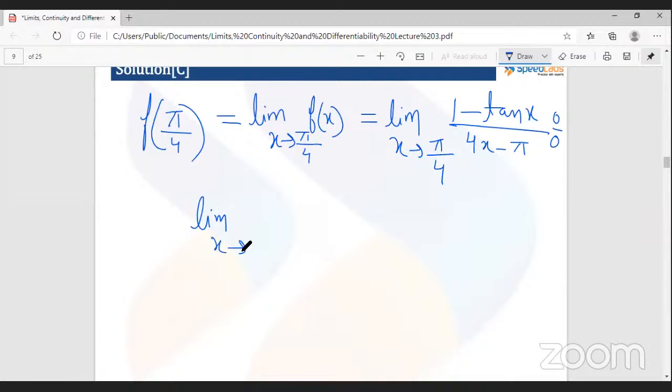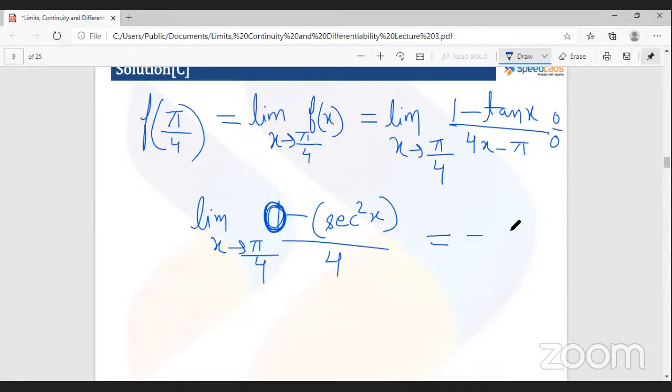So limit x tending towards pi by 4, 1 minus tan x, okay, it is L'Hospital differentiation. Differentiation of 1 is 0, differentiation of tan x is sec square x. In denominator, we get 4. Now at x equal to pi by 4, what is the value of sec x? It is root 2. So we get minus root 2 whole square by 4. So the answer comes out to be minus 1 by 2.